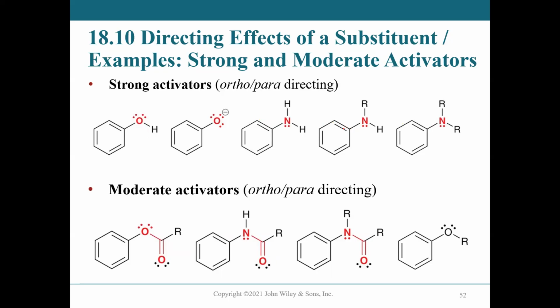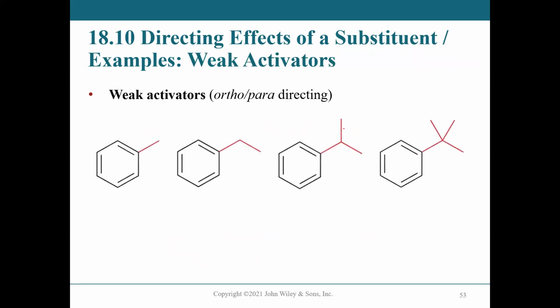And there's another one. Alkyl groups are weak activators because they donate electron density by the relatively weak effect of hyperconjugation, and that was described in chapter 6. And these are weak activators. There's no electron pairs for them to donate, so they're not going to be as strong as the other groups that we just talked about.